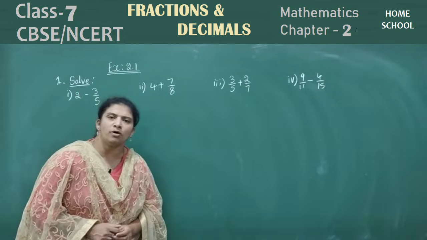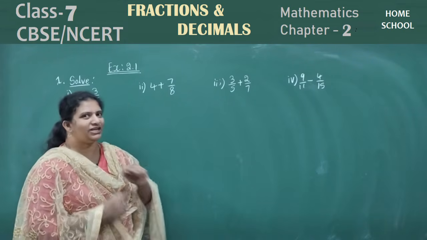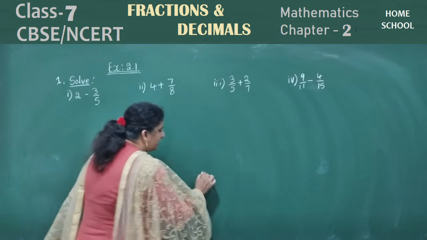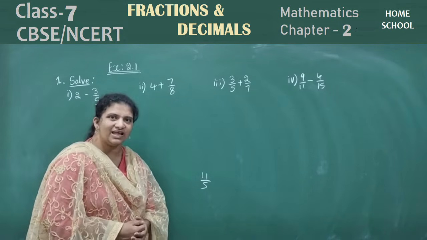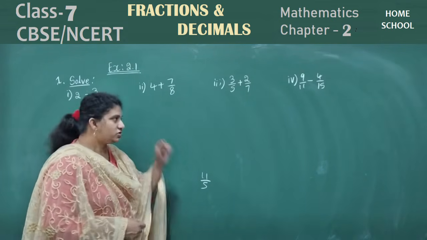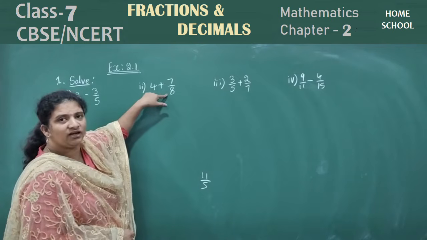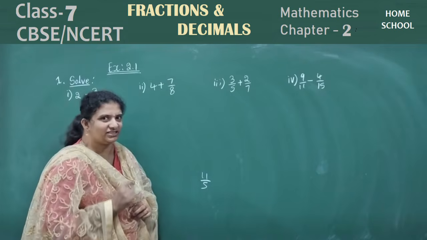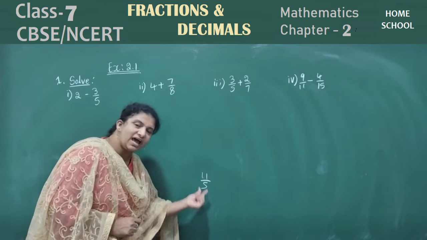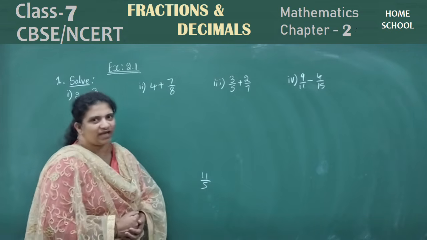Then what about an improper fraction? It is where the numerator is greater than the denominator. Example, 11 by 5. This is which type of fraction? Improper fraction, right? So where the numerator is less than the denominator, the fraction is called a proper fraction. If the numerator is greater than the denominator, it is called an improper fraction.